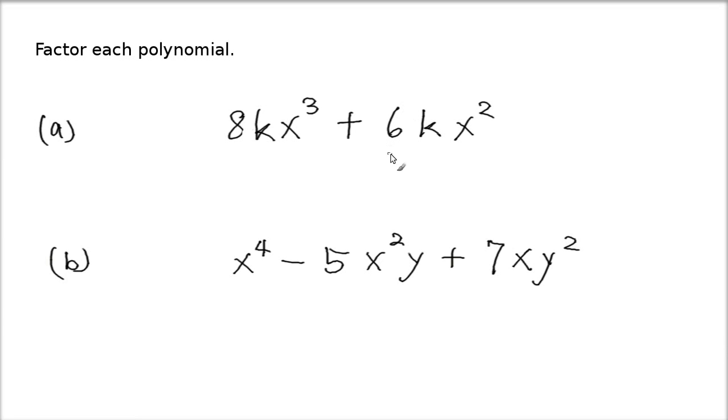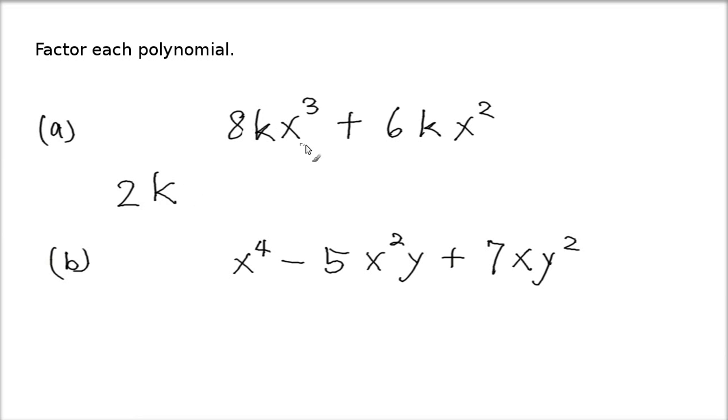So 6 is 2 times 3, and 2 divides both numbers out. 8 and 2 divides 8, but 3 does not divide 8. So 2 is the greatest number dividing both numbers out. So I'm going to pull out 2. Next, I'm going to look at the variables. K is common. Here K, here K. So I'm going to pull K out.